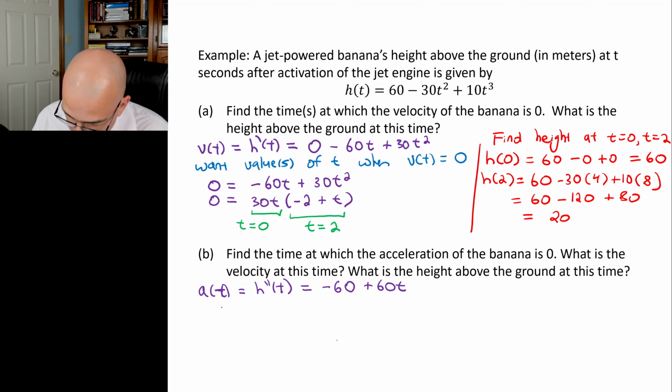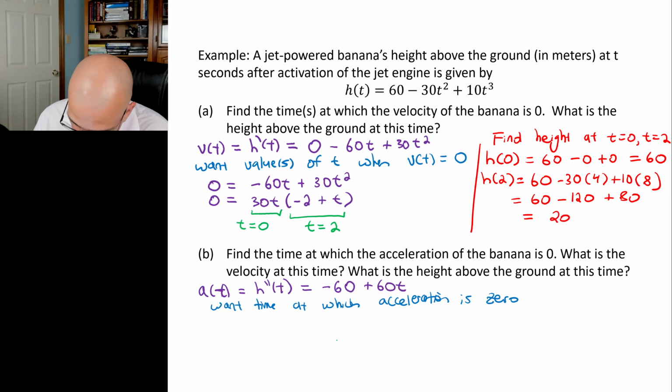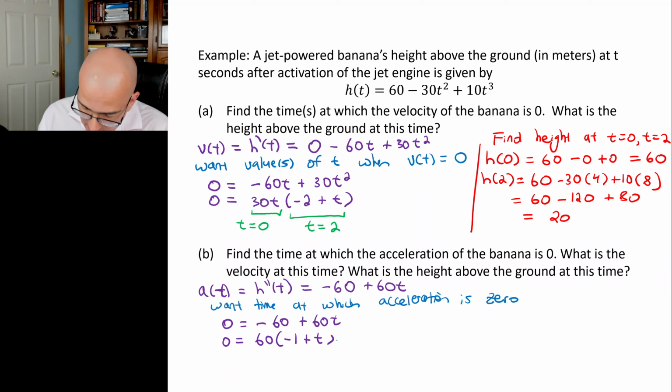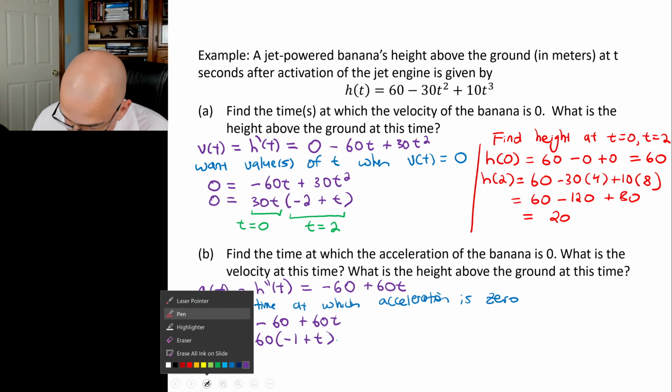We want the time at which acceleration is 0. So 0 equals negative 60 plus 60t. We'll factor out a 60. Negative 1 plus t. So we get t equals 1.